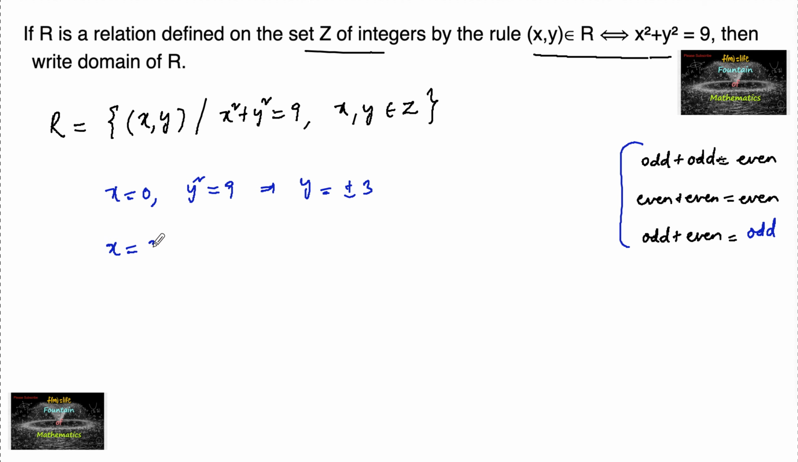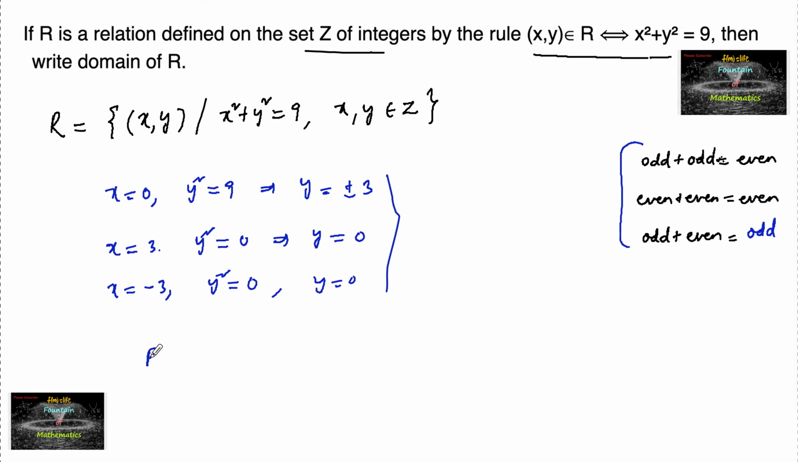And when x is equal to 3, we'll have y squared is equal to 0, which implies y is equal to 0. Even when x is equal to minus 3, it's the same: y squared is equal to 0, which implies y is equal to 0. And only these are the possibilities we can come across.